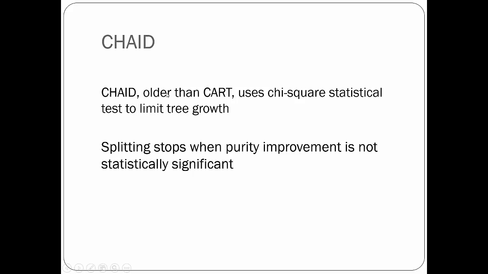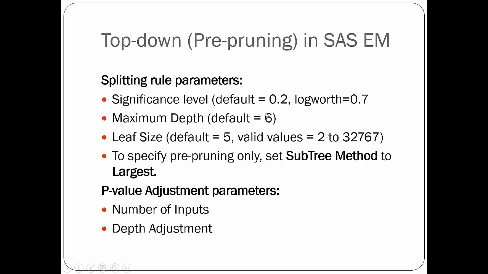So there is CHAID and then there is CART. There are two possible approaches. They use statistical significance tests to limit the tree growth, and here are some parameters that you can use for top-down pruning in SAS. You can set a significance limit for log worth, maximum depth, and leaf size, meaning how many observations a leaf must have, and you don't want to go below that. To specify pre-pruning, only set subtree method to largest.